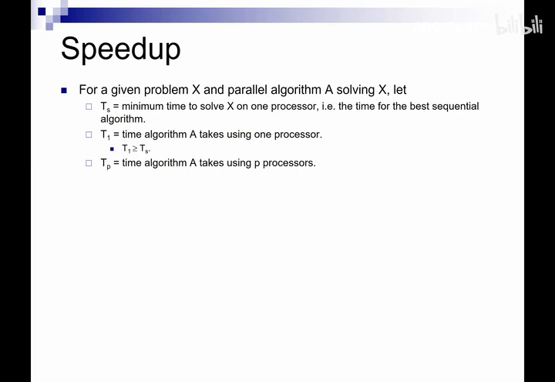Okay, next we're going to define TP. This is the amount of time that algorithm A takes to solve x using P processors. So this is like the parallel running time of A when we're using P processors. Next we'll define several ways of measuring speed up.